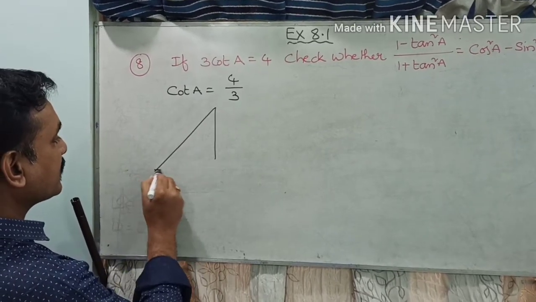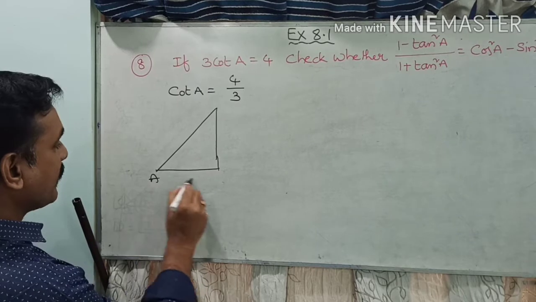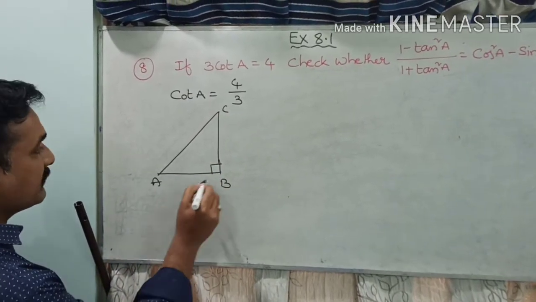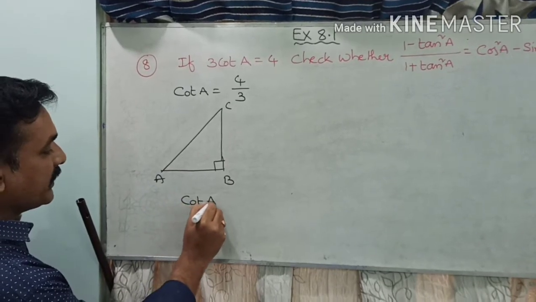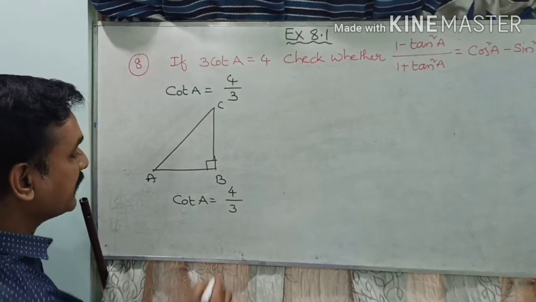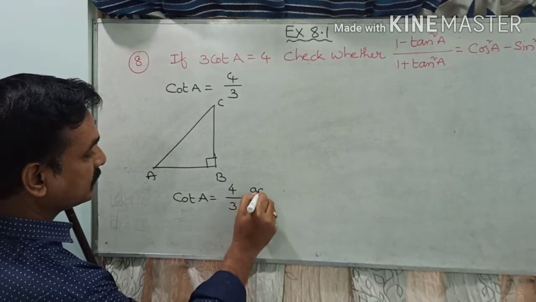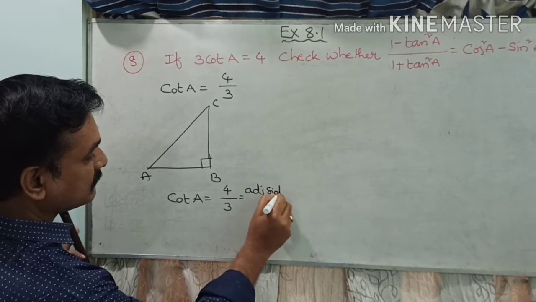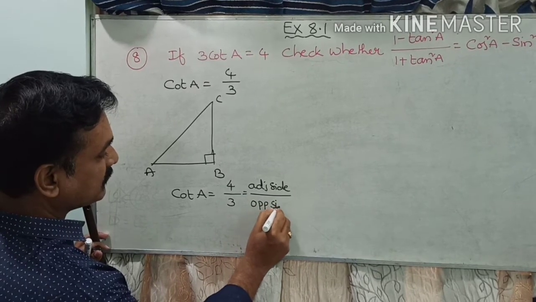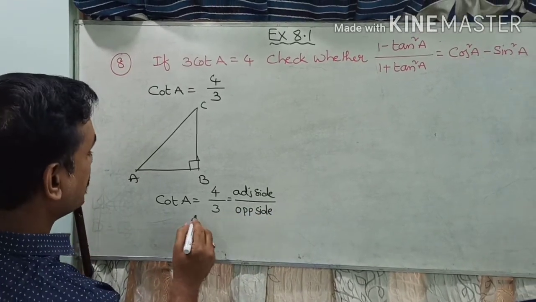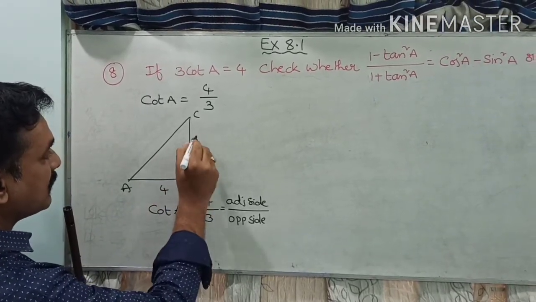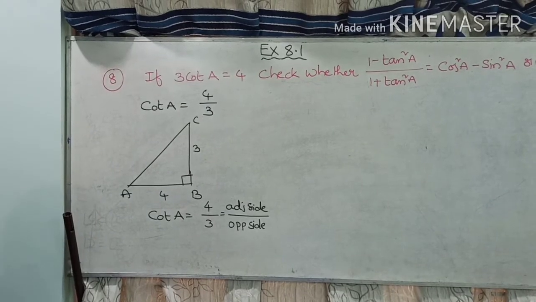Take one right angle triangle and give the names ABC. Given cot A equals 4 by 3, the meaning of cot here is adjacent side by opposite side. So now the adjacent side is 4 centimeters and the opposite side is 3 units, as they have given.